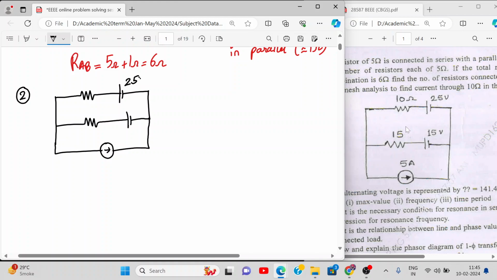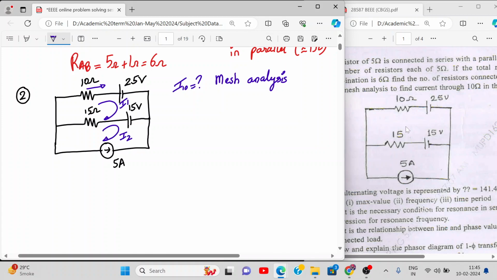This is 25 volt, this is 15 volt, 10 ohm, 15 ohm, and this is 5 ampere. We need to find the current flowing through the 10 ohm here. So we need to find I of 10, using only mesh analysis. Alright, so using mesh analysis we can start, right? Let's say the current in the first loop is I1, and the current in the second loop is I2.